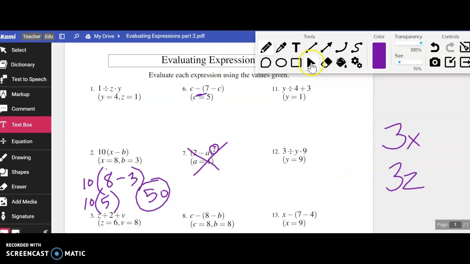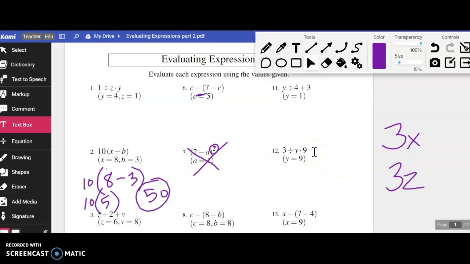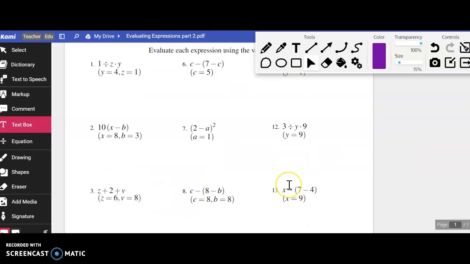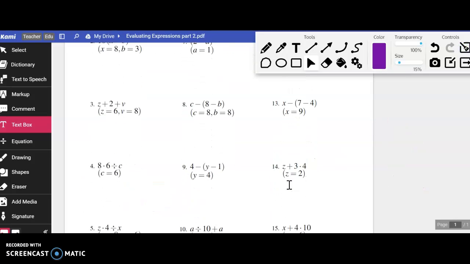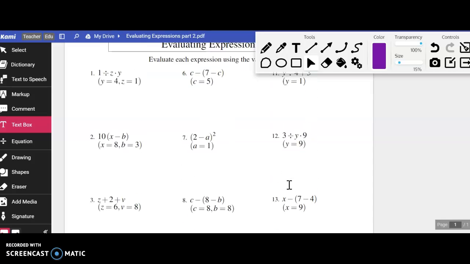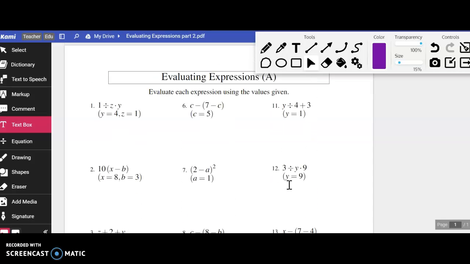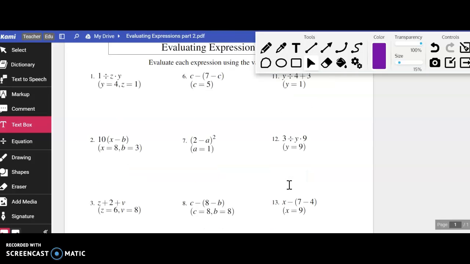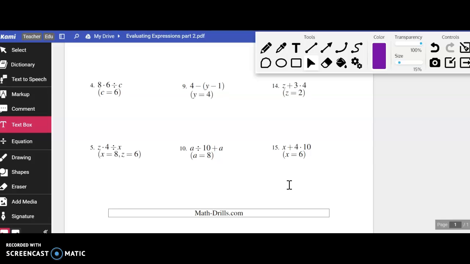Other than that, this is pretty similar to the last one, like I said, except sometimes we just have 2 variables that have different values instead of just one variable. But we still need to substitute the number in where we see the variable, and use order of operations to evaluate from left to right.